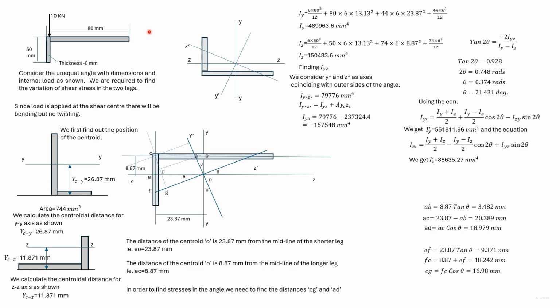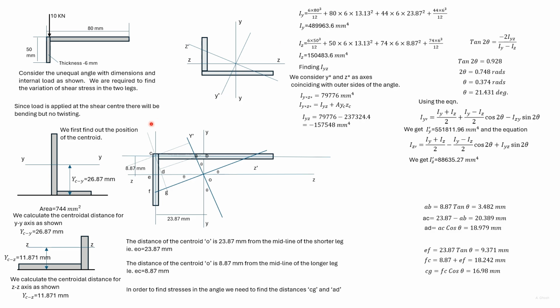Here we have an unequal angle to which load is applied. The dimensions of the unequal angle are given. We are required to find out the variation of stress in the two legs. Such an unequal angle has no axis of symmetry. Here the load is applied at the shear center, so there will be no twisting.